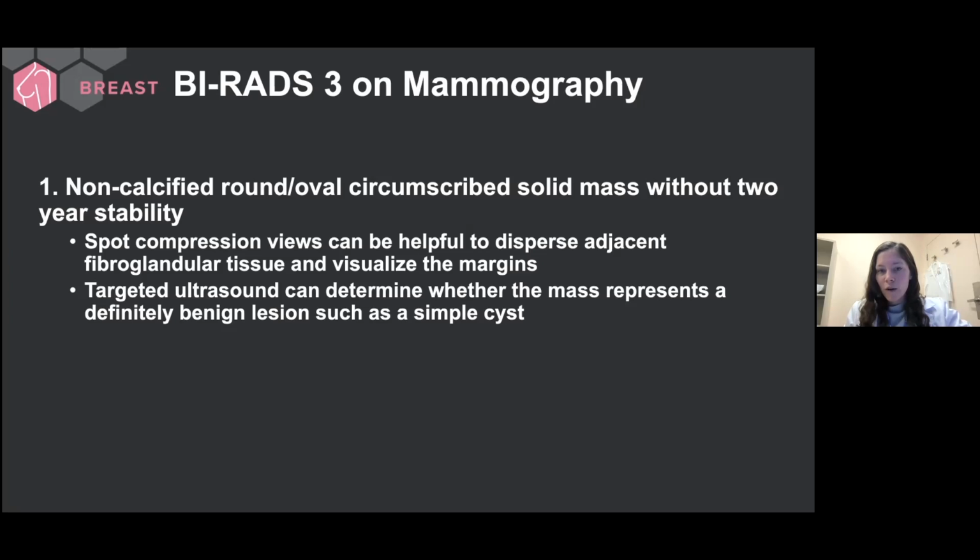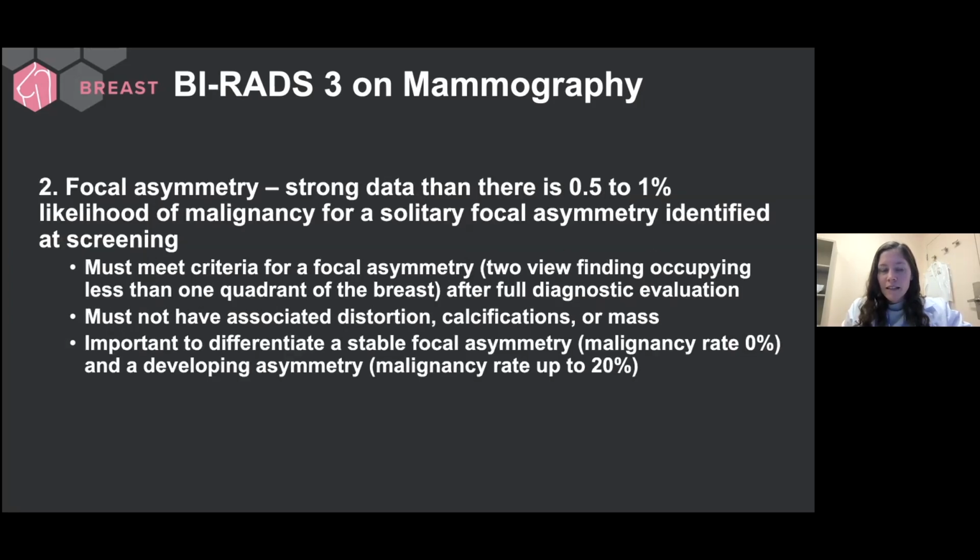benign sonographic correlate. The next finding is a focal asymmetry, and there's strong data in the literature that there's between a 0.5 and 1% likelihood of malignancy for a solitary focal asymmetry identified at screening. So just a few things to note are that it has to meet criteria for a focal asymmetry, and that means that it should be a 2-view finding occupying less than 1/4 of the breast, and there should be a full diagnostic evaluation.